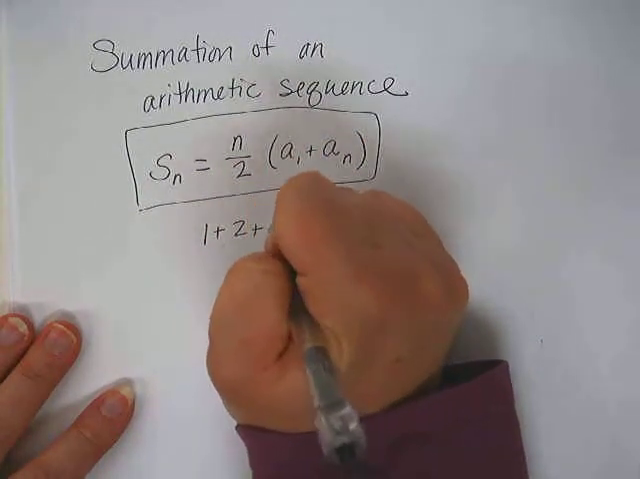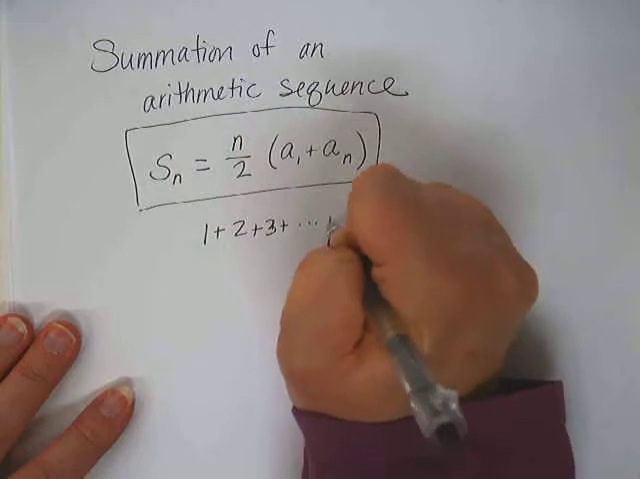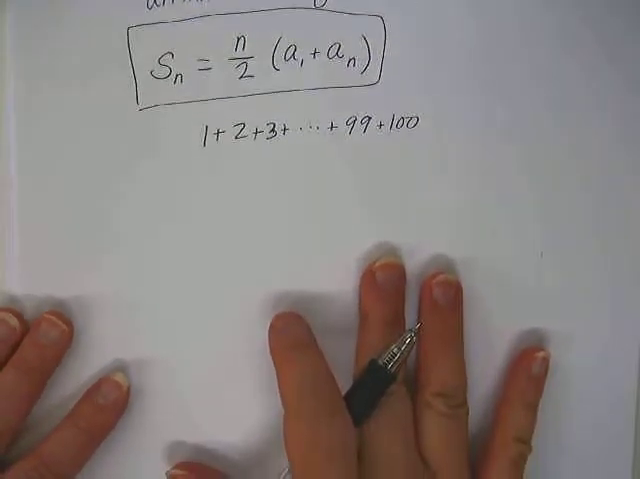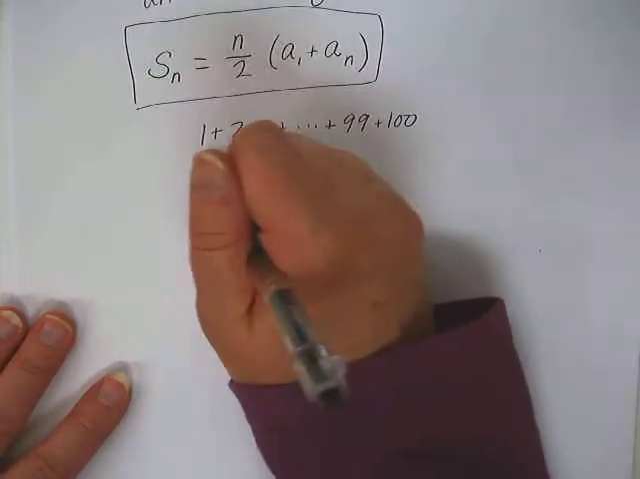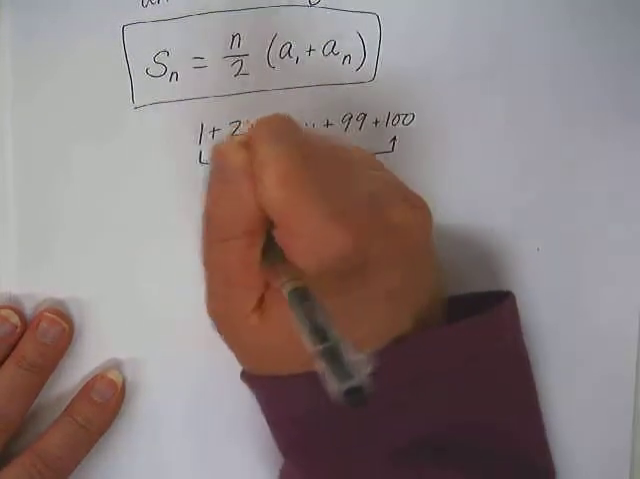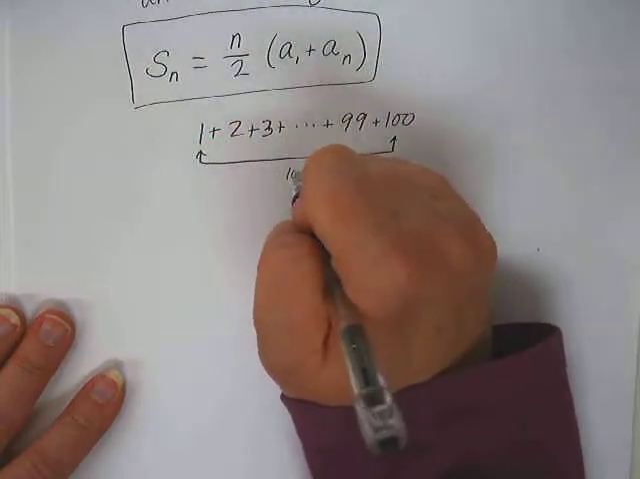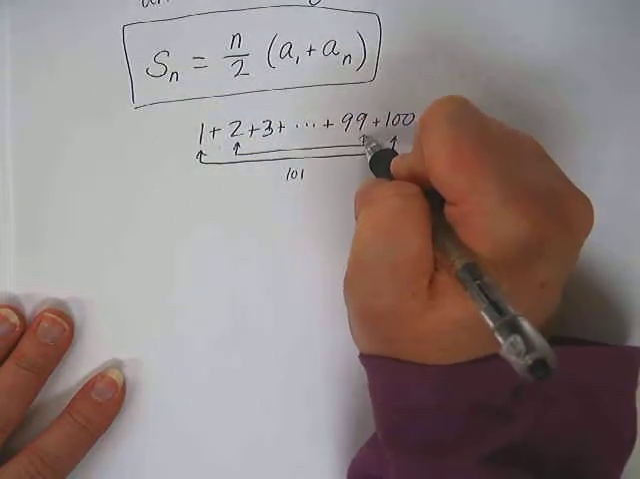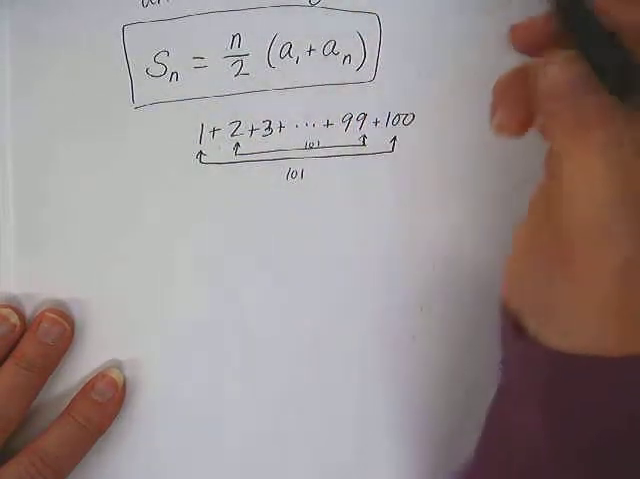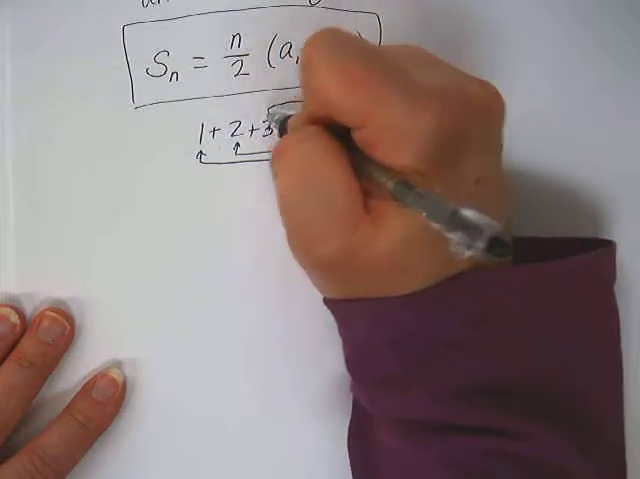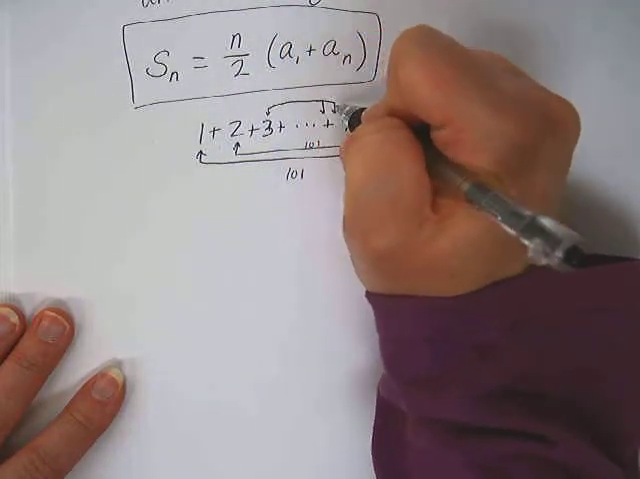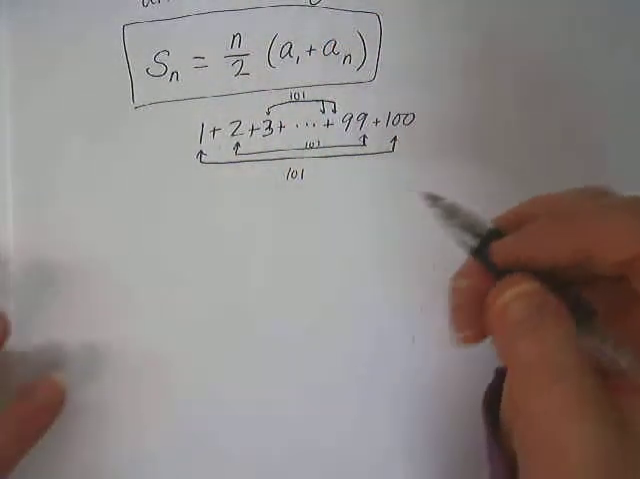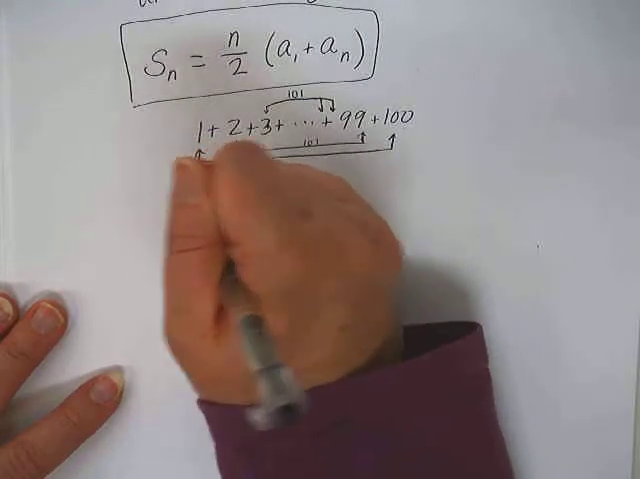Imagine that you were adding all the numbers from 1 to 100. Okay, he figured out a shortcut because if you add 1 plus 100, you get 101. And if you add 2 plus 99, you get 101. And if you add 3 plus 98, should have put my arrow a different place, sorry, you get 101.